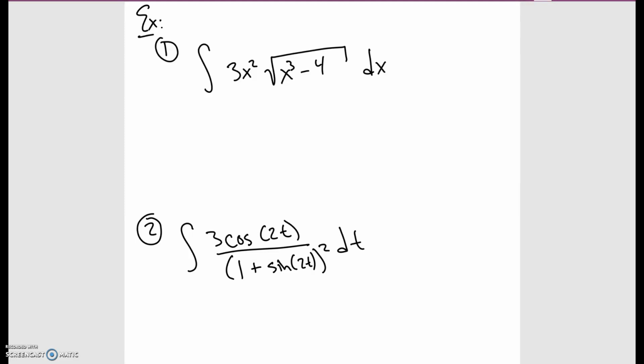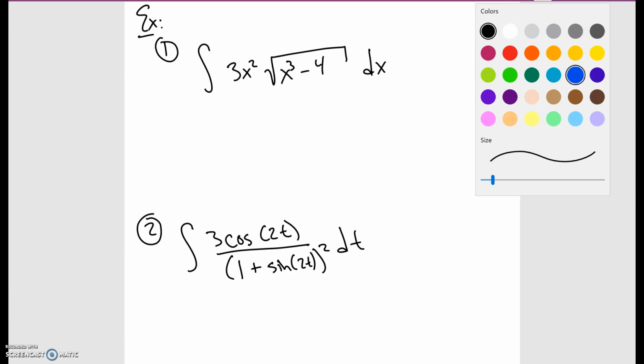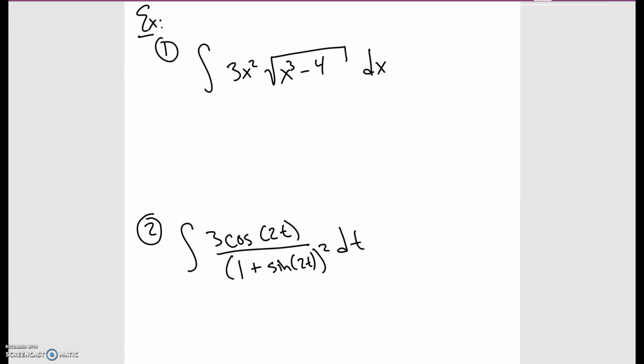So let's do a couple of substitution problems. The whole purpose about u-substitution is that you want to look for the derivative and its original function. If we look at this problem, we see that here we have this x cubed minus 4, and if I take the derivative of that, I get a 3x squared, which just so happens to be over here. So the whole purpose about u-substitution is that you want the original function to be your u and the derivative to be your du.